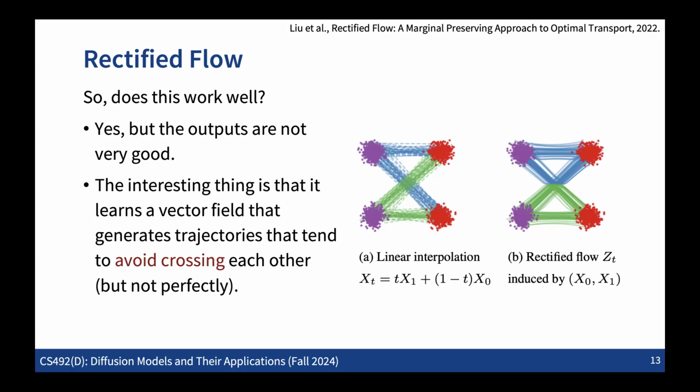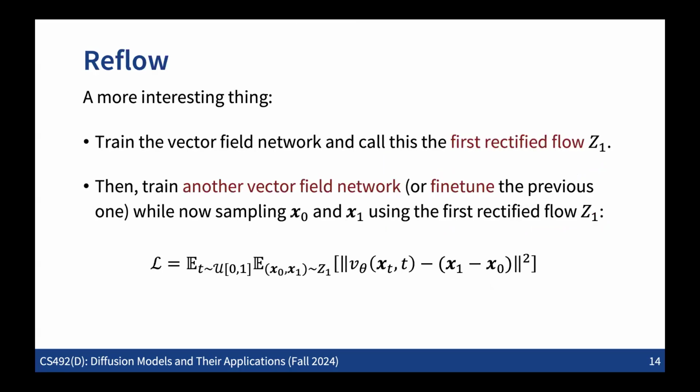Given this, once we have a pre-trained flow-based model, let's say that Z1 is the trained flow-based model, then what we can do is train again. We train a flow-based model again using another neural network, or we can consider just fine-tuning the pre-trained network. But not by randomly sampling x0 and x1; now we sample those pairs from the pre-trained model. Make sense?